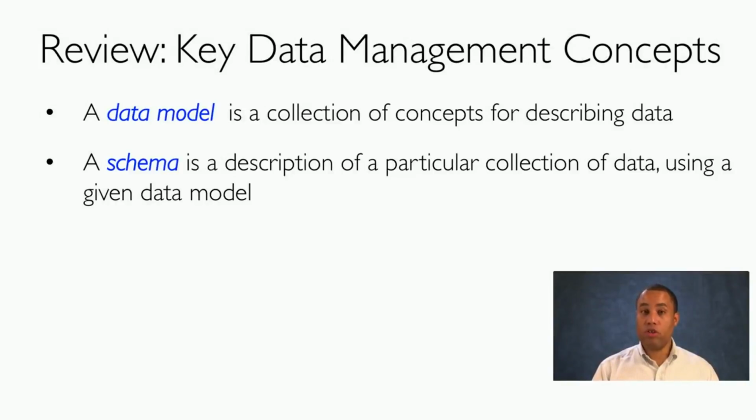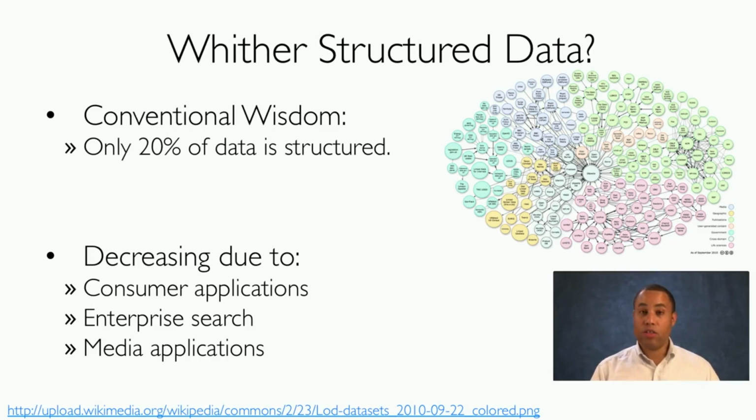Recall that we've talked about two key data management concepts. The first being a data model, which is a collection of concepts for describing data. The second is a schema, which provides a description of the particular collection of the data using a given data model. Now, conventional wisdom is that only 20% of data is structured, and even this number is decreasing because of the rise of consumer applications, enterprise search, and media applications. All of these generate data that is primarily semi-structured or unstructured.